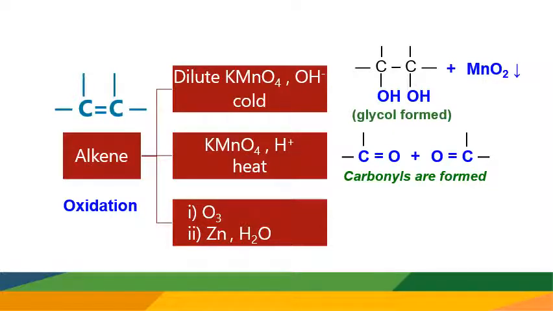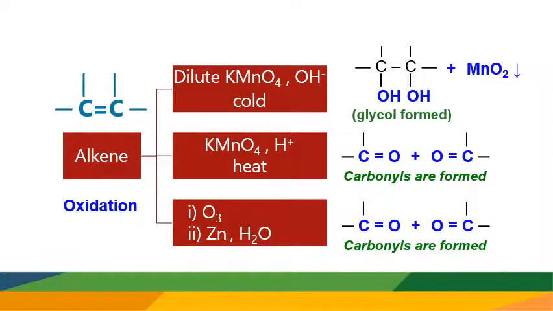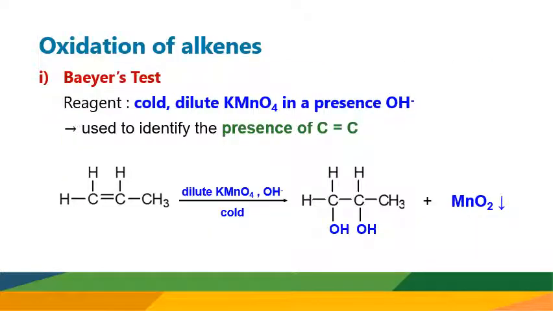And the third oxidizing agent is ozonolysis. The reagent used is a two-step reaction which involves ozone and the hydrolysis with zinc in H2O. That will give a product of carbonyl compound. The oxidation of alkenes with cold dilute potassium permanganate in the presence of OH- is called Baeyer's test. This test is used to identify the presence of carbon-carbon double bond. From this reaction, we produce a glycol and the brown precipitate of manganese dioxide.